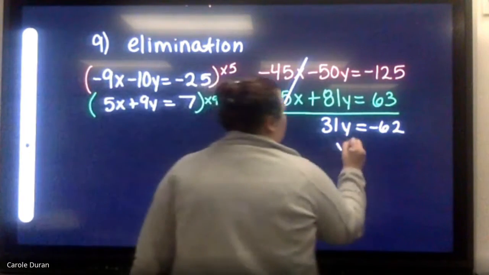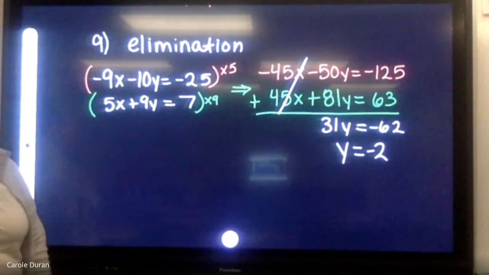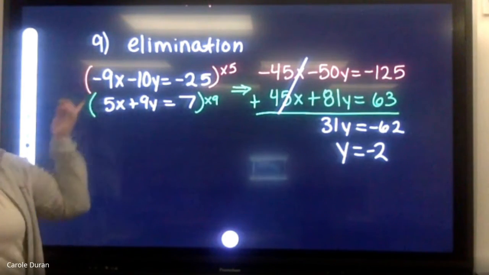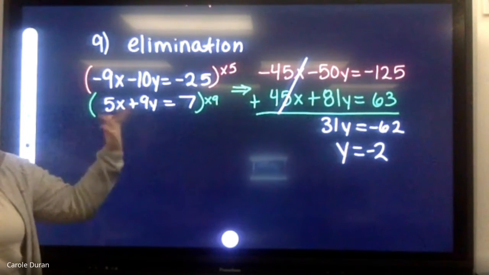Negative 2. Am I finished? No. What do I need to do still? You gotta plug in the y to the y's in one of the two equations. Perfect. I don't think it really matters which one I choose to use. But if you want to do the bottom one, we'll do it.